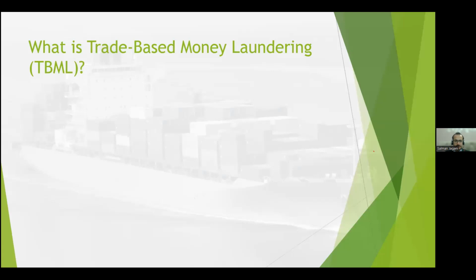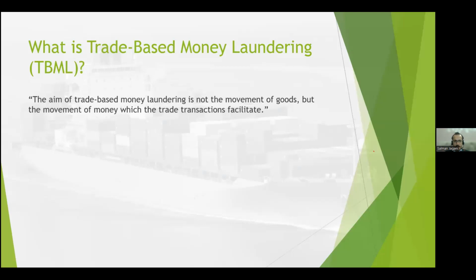What is basically trade-based money laundering? A small and short definition: the aim of trade-based money laundering is not the movement of goods, but the movement of money which trade finance facilitates. So we all know that trade-based money laundering includes the movement of illicit money via trade transactions.